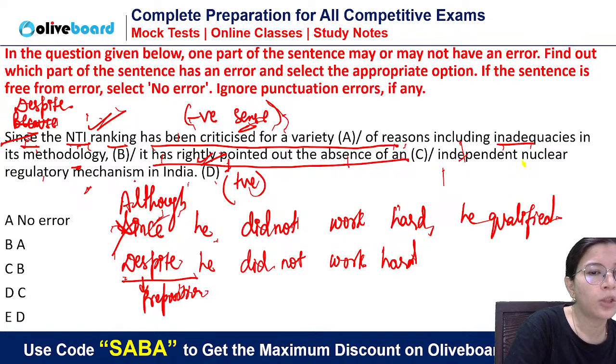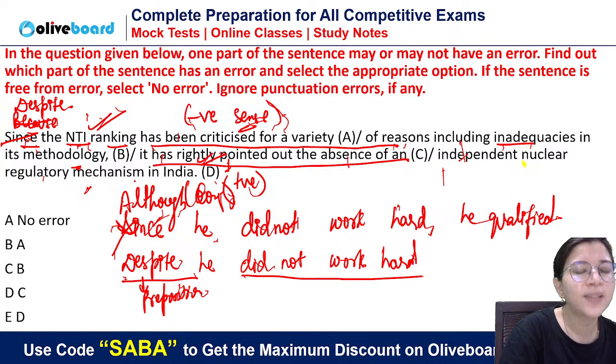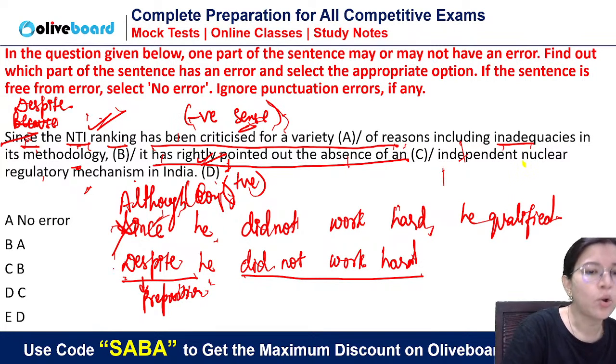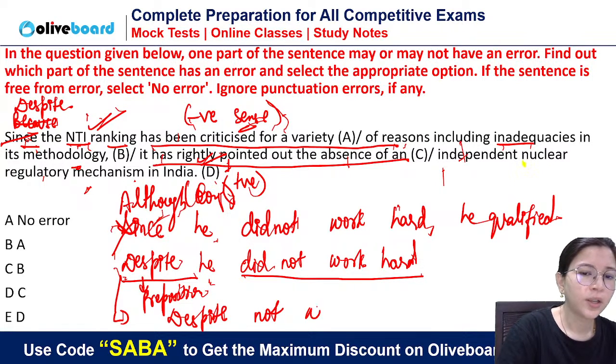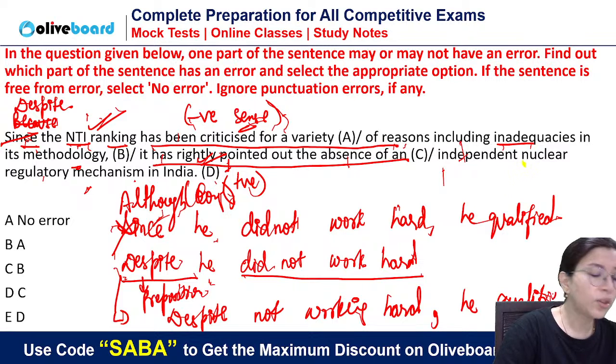Despite is a preposition, although is a conjunction. So after a preposition, you can't use a complete sentence. You have to use gerund. Despite हो सकता है, but आपको structure change करना पड़ेगा. You will have to say despite not working hard. If you have to change it into gerund, okay? Despite not working hard, he qualified the exam. So these are the nuances of grammar.